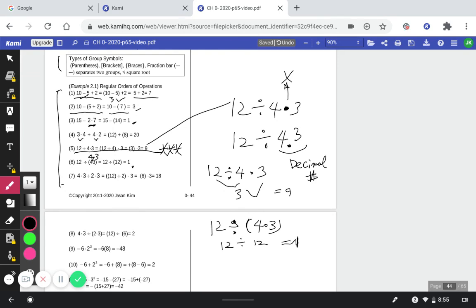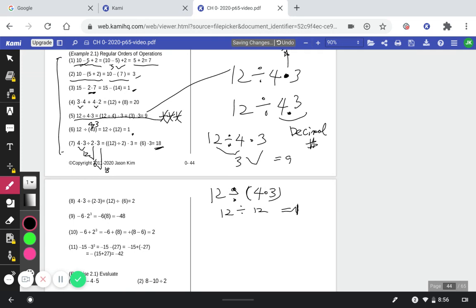Now, what if you have number 7? 4 times 3 divided by 2 times 3. Then you do 4 times 3 first, because the operations are multiplication and division only, which is the same level. Then you do left side first. 4 times 3 is 12. Now you do 12 divided by 2, which is 6. And then you do 6 times 3, which becomes 18. So this particular question goes in left to right order, because they don't have any parentheses.